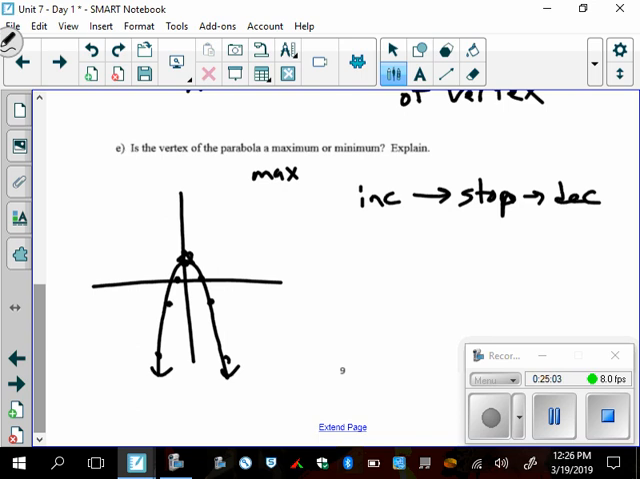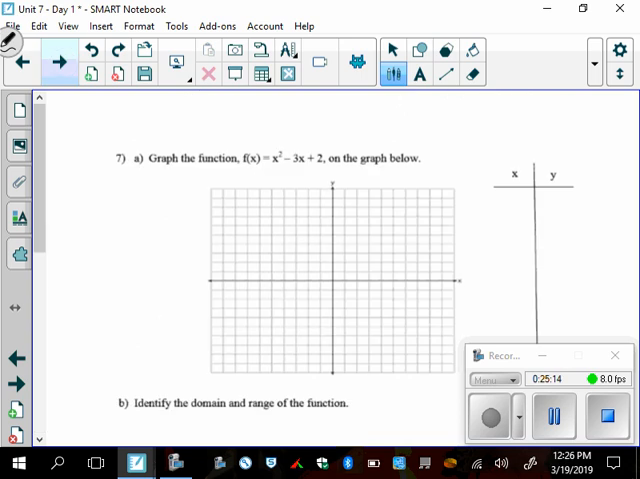Okay, here is our last question for this. I want you to graph it and then try and answer some of the questions, and then raise your hand to get the homework from the substitute.